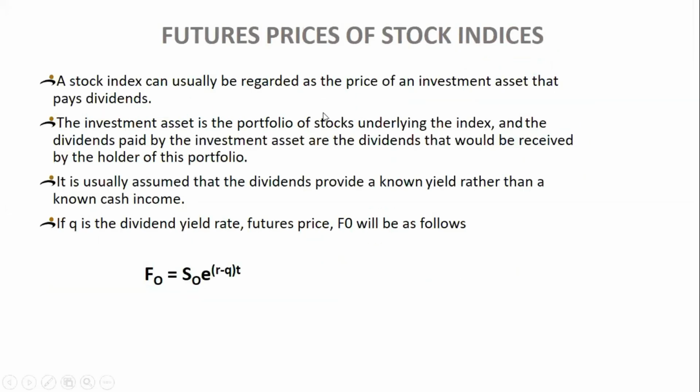Now, how do we calculate futures prices on a stock index? A stock index can usually be regarded as the price of an investment asset that pays dividends. You assume that this stock index is nothing but a portfolio of stocks, and certain stocks, not all of them, might be paying some dividends, correct? So this is the general formula. Let me write down the generic formula for calculating futures price.